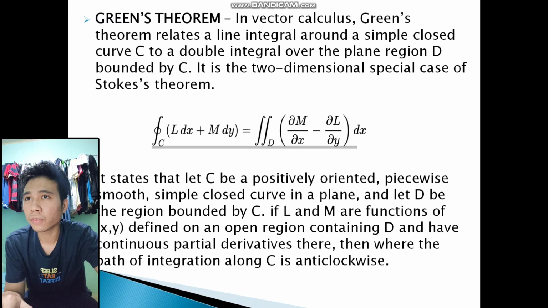Green's theorem. In vector calculus, Green's theorem relates a line integral around a simple closed curve C to a double integral over the plane region D, bounded by C. It is the two-dimensional special case of Stokes' theorem. It states that let C be a positively oriented, piecewise smooth, simple closed curve in a plane, and let D be the region bounded by C. If L and M are functions of x, y defined on an open region containing D and have continuous partial derivatives there, then the formula holds, where the path of integration along C is anticlockwise.